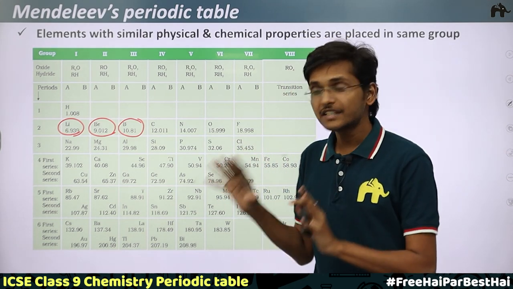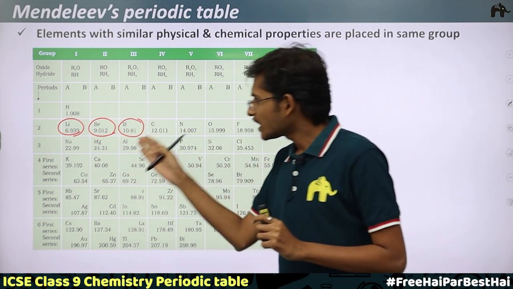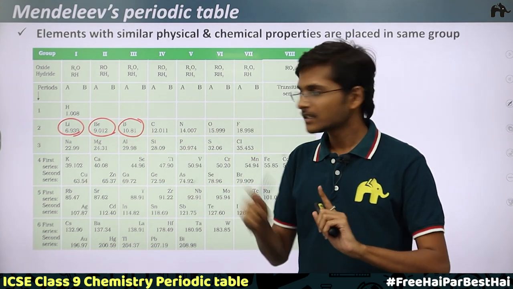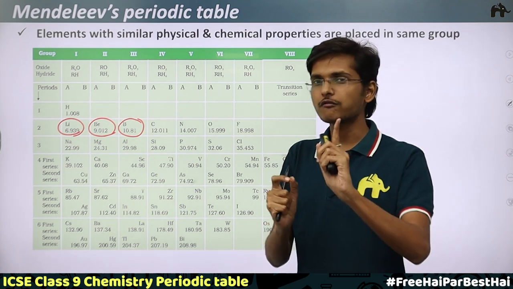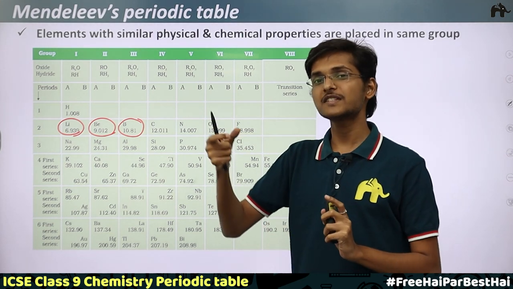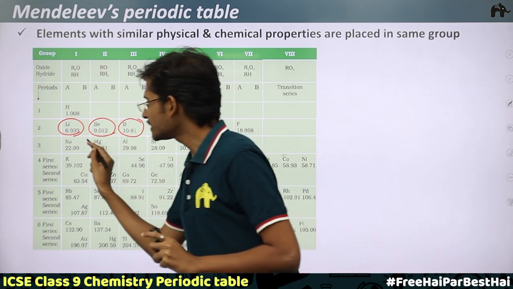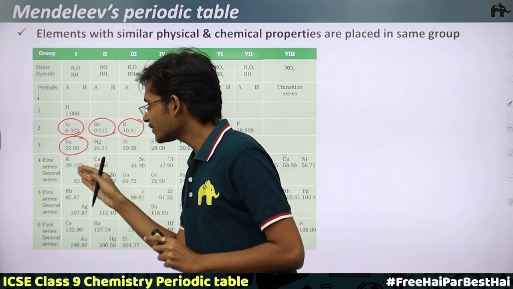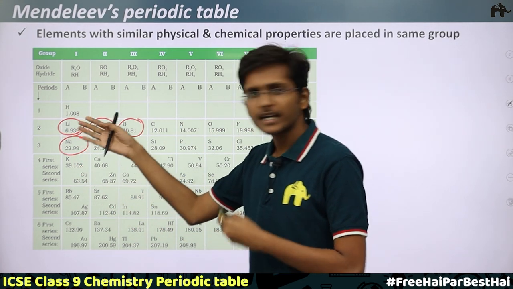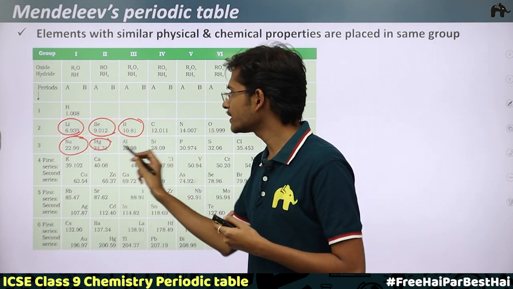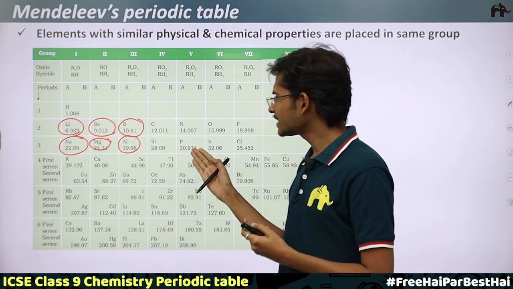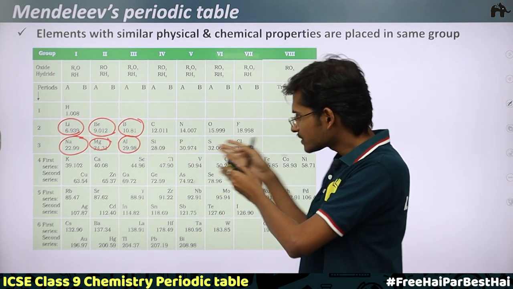In this manner, he was arranging the elements in increasing order of their atomic weights, but he was also taking care of one very important thing: elements having similar properties were placed in the same column. As I told you, he placed sodium below lithium, magnesium below beryllium, aluminium below boron, and the same thing, silicon below carbon, and this continued.